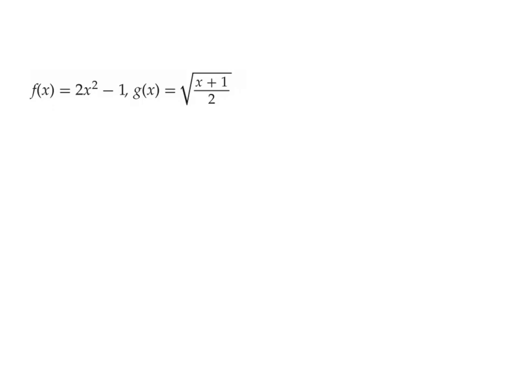So here are two more functions, okay? f of x equals 2x squared minus 1. g of x equals the square root of (x plus 1) over 2. Alright? So go ahead and find f of g of x. If you realize, the square roots cancel out. Just do f of g of x for now. Don't keep going.